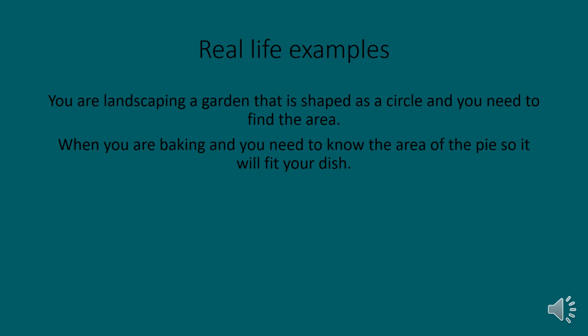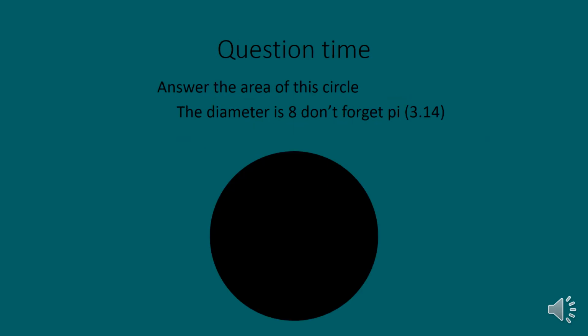All right, guys, let's say it's a 2x4 or something like that. It's question time. Answer the area of the circle. The diameter is 8, so don't forget pi, 3.14. I know you guys are going to get this answer right. Give it a good try.